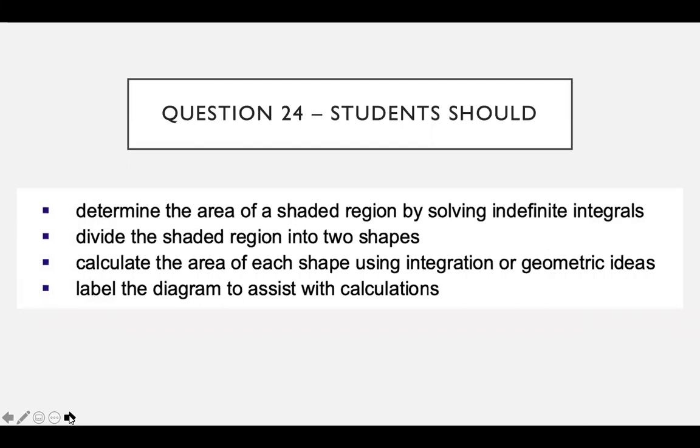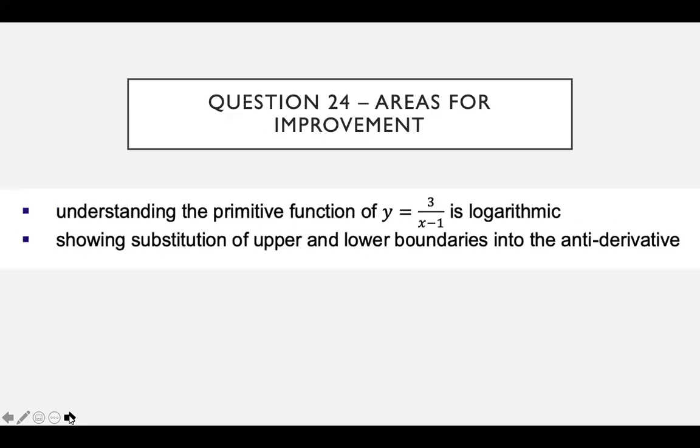So students should determine the area of a shaded region by solving indefinite integrals. So there was an integration aspect. They would divide the shaded region into 2 shapes, although there was more than one way to do that. To calculate the area of each shape using integration or geometric ideas, and then to label the diagram to assist with calculations. Those things were all parts of a successful end to the process.